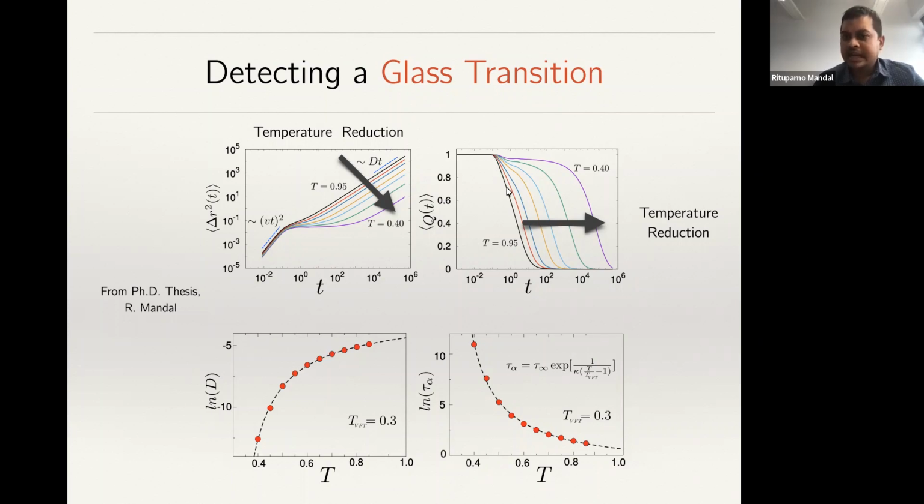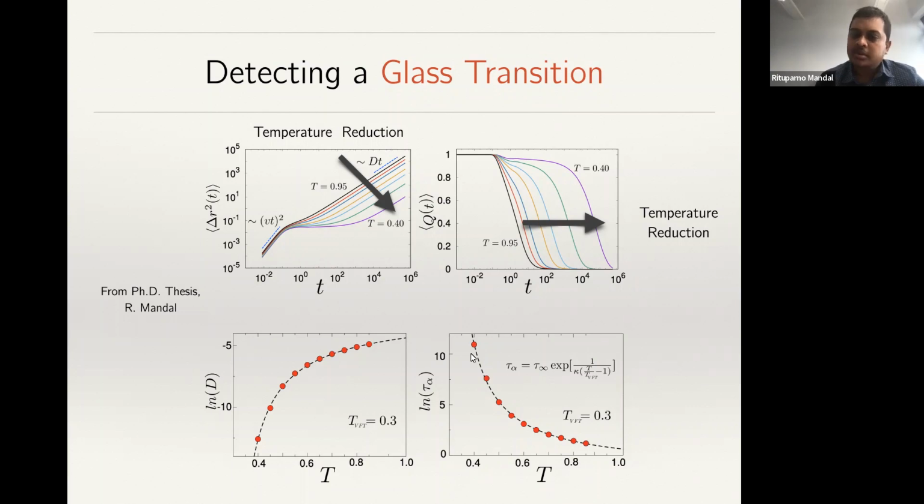So this is a relaxation function. This tells you how the density relaxes. If I take a uniformly dense solid and create some density, how will the density relax? It relaxes exponentially, and as you reduce the temperature, the relaxation becomes slower and slower. You can extract a time scale from each of these graphs and plot it as a function of temperature. You see that the time scale increases, right?